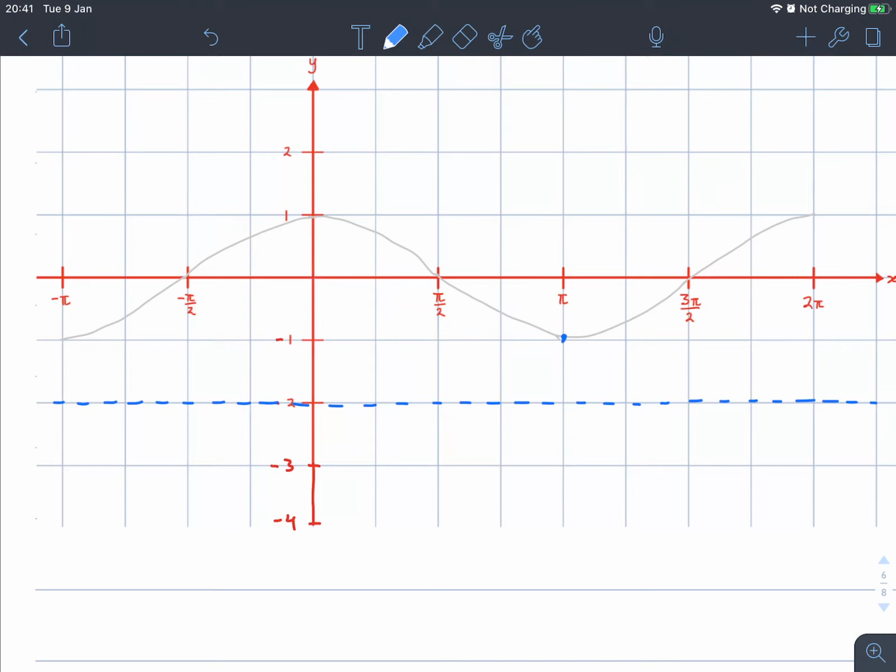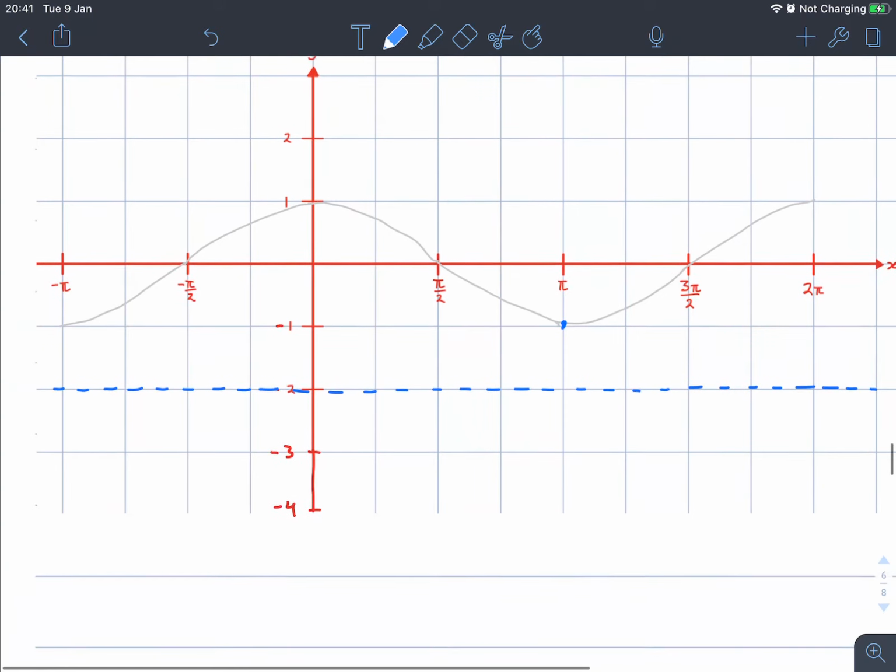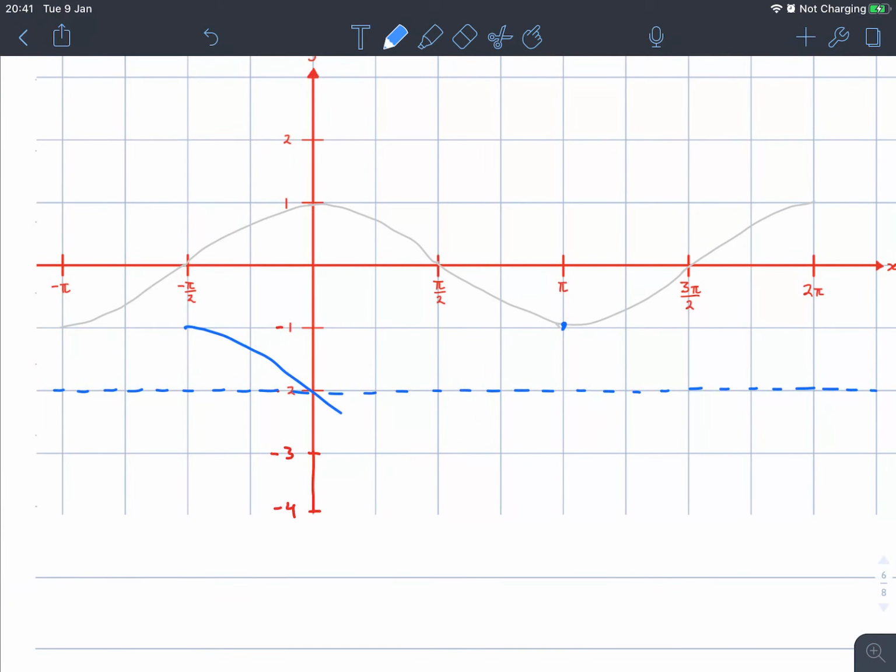Combine that with the mean value, our function should look something like this right now. You can kind of imagine that. Should look something like so. Am I missing a point? Yep, it should be up here, like that.